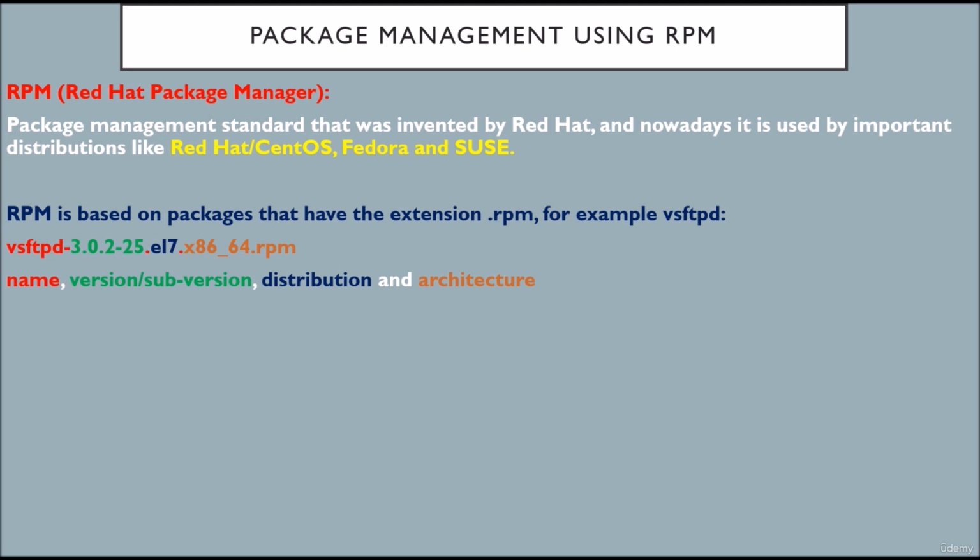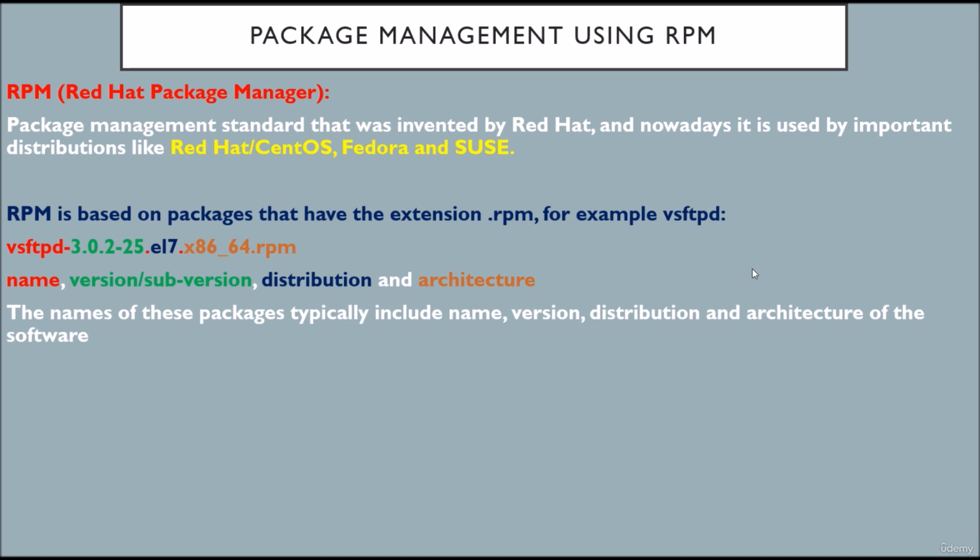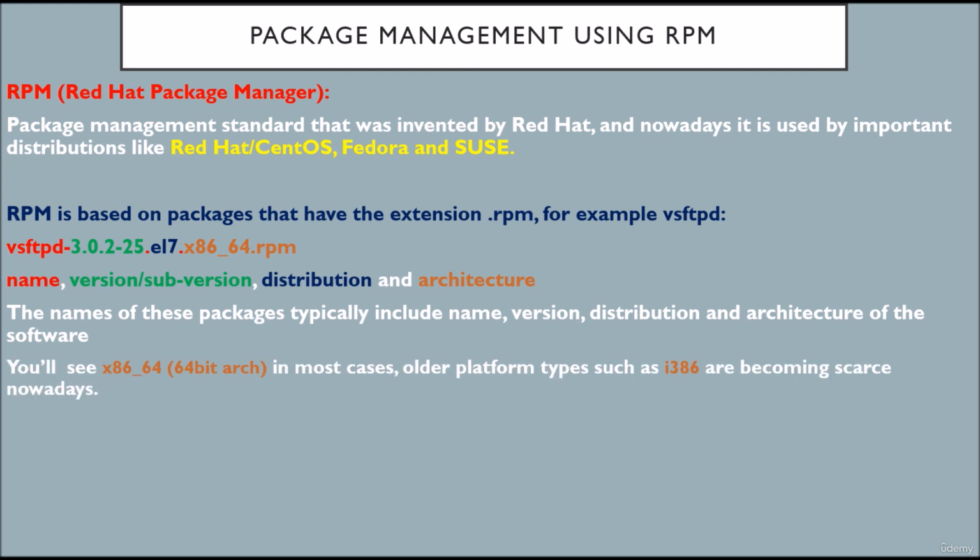For example, VSFTPD, which stands for Very Secure FTP Daemon. This is what an example of an RPM looks like: name, version, subversion, distribution, and architecture. I've color-coded it so you can see which one is which. The names of these packages typically include the name, which is in red, version and subversion, which is in green, distribution in blue, and the architecture in brown. So that's the type of information you can expect when you get an RPM.